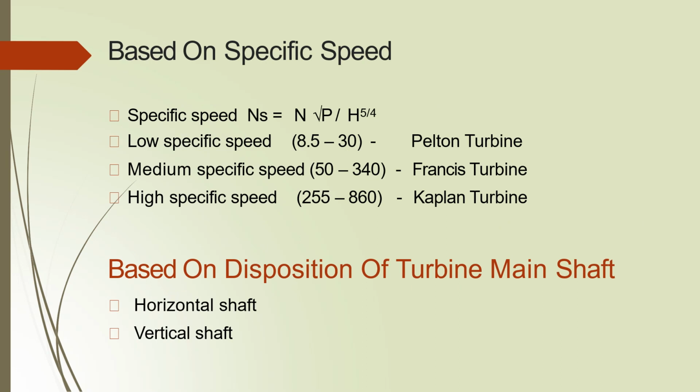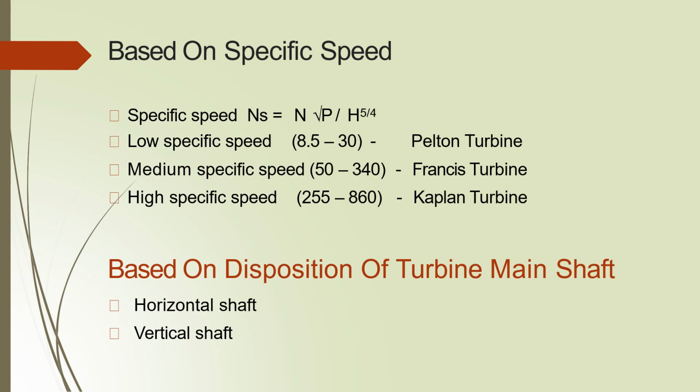Similarly, based on specific speed, which is given by Ns = N √P / H^(5/4). If the specific speed is between 8.5 and 30, it is called a low specific speed turbine. Example, Pelton turbine. If the specific speed is between 50 and 340, it is called medium specific speed. The example for this is the Francis turbine. And if the specific speed is between 255 and 860, it is called a high specific speed turbine. The example for this is the Kaplan turbine.